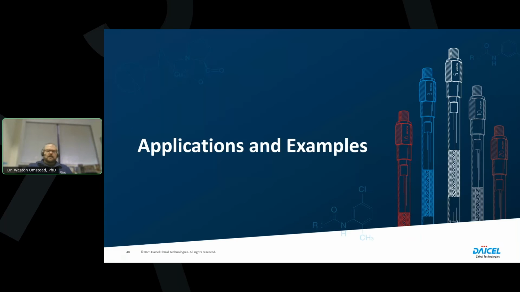Now, the second to last section here, applications and examples. Like I said in the very beginning of this presentation, there are simply far too many examples to go through in a short period of time, like an hour. So I'm just going to show you some major classes of separations, perhaps to be inspirational for you to see the broad utility of these columns.